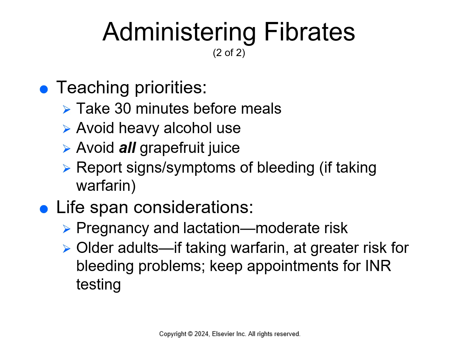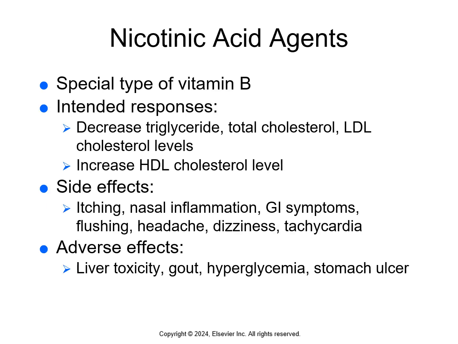In pregnancy and lactation, there's a moderate risk for birth defects or fetal damage. Fibrates can cross the placenta and affect fetal brain development, so we're not going to use them. In older adults, if they're taking warfarin, they're at a greater risk for bleeding problems, so they need to monitor for bleeding and keep up with their appointments to monitor INR.